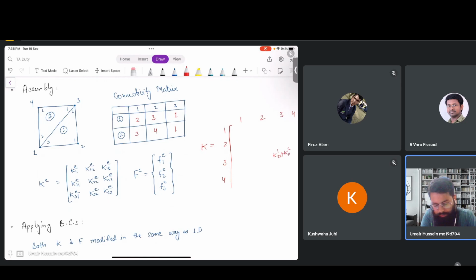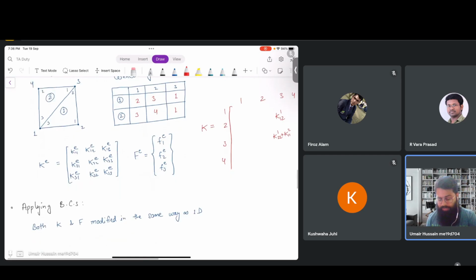Likewise, if you want to do K23, global node 2 and 3 are present only in element 1, so it should be from element 1. Global 2 is local 1, and global 3 is local 2, so it should have contribution from the K12 of element 1, right? That's how we did it last time also. And then after assembly, we have our final global stiffness matrix and global force vector.